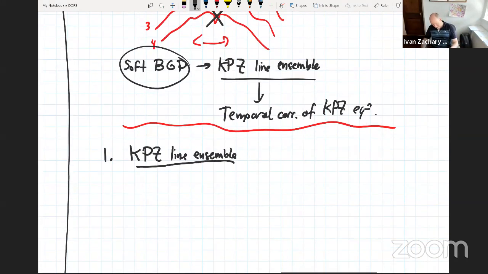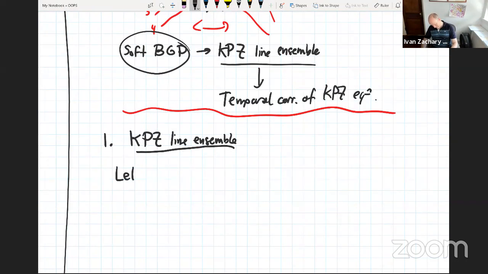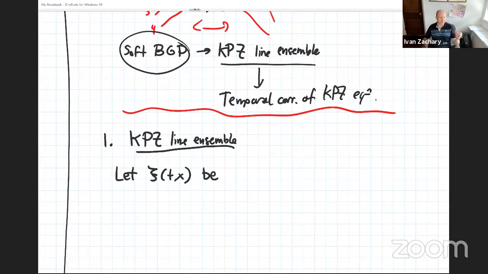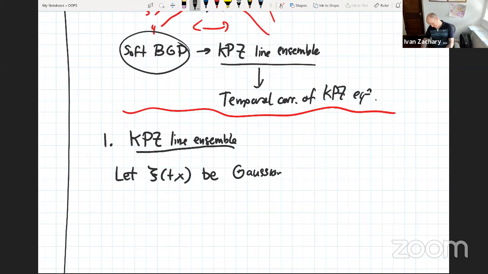So let me define the KPZ line ensemble, and it's going to be a function of space-time white noise. If you're unfamiliar with space-time white noise, I'll just give you an impressionistic notion of what it is. It's not going to be terribly important. It will just set a definition for an object, and that'll tell you properties of the object. Okay, so let Xi(t,x) be Gaussian space-time white noise. There'll be a little bit of stochastic PDEs, but very little, nothing hard.